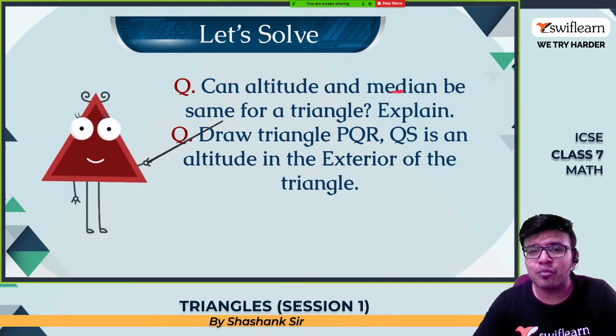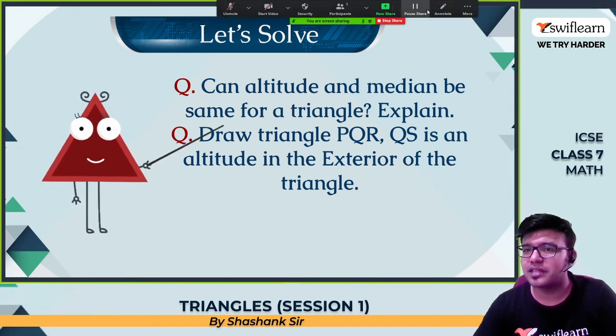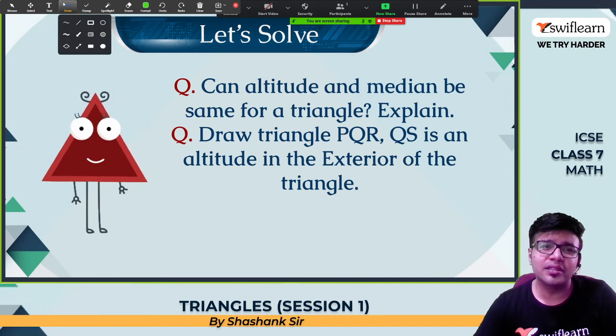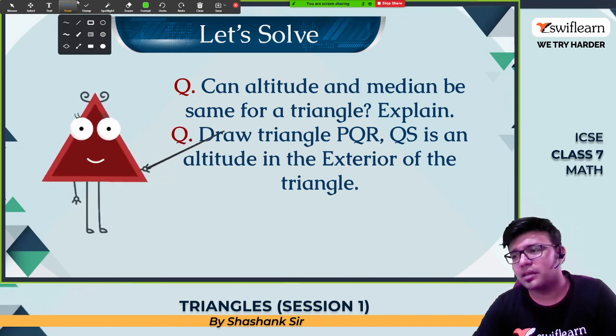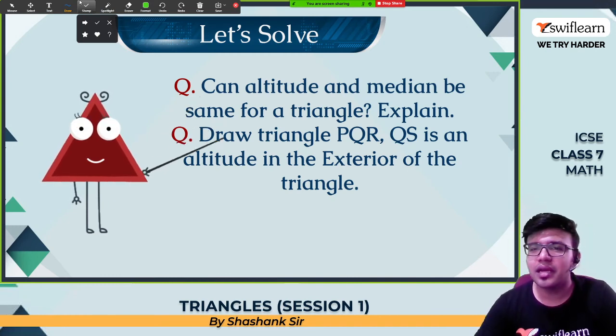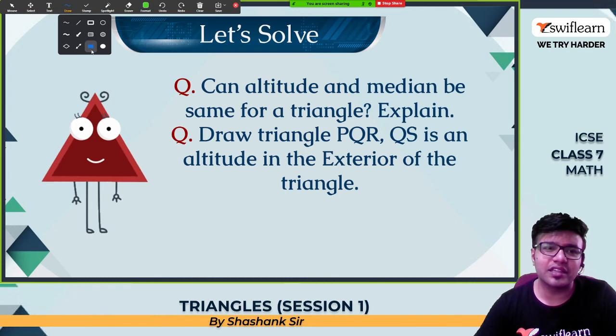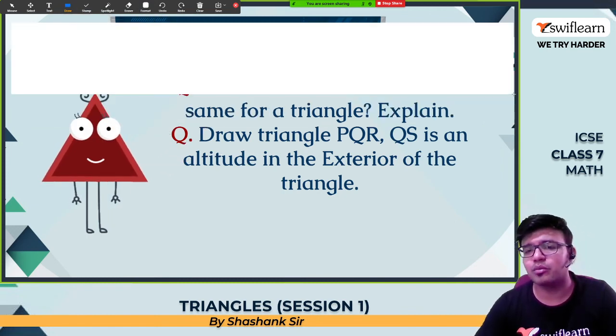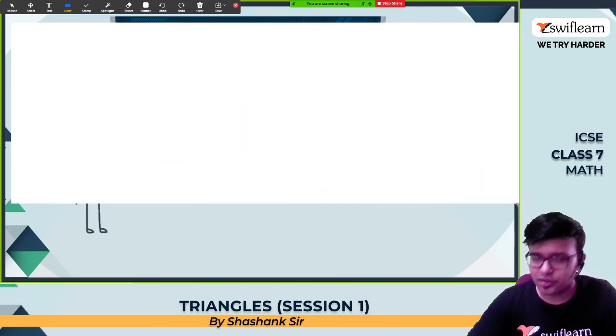Can altitude and median be same for a triangle? Explain. If it is an equilateral triangle, then altitude and median can be same. If it is an isosceles triangle, not all the altitudes, but one median and one altitude can be same. And if it's a scalene triangle, altitude and median may or may not be same, depending on the diagram you draw.